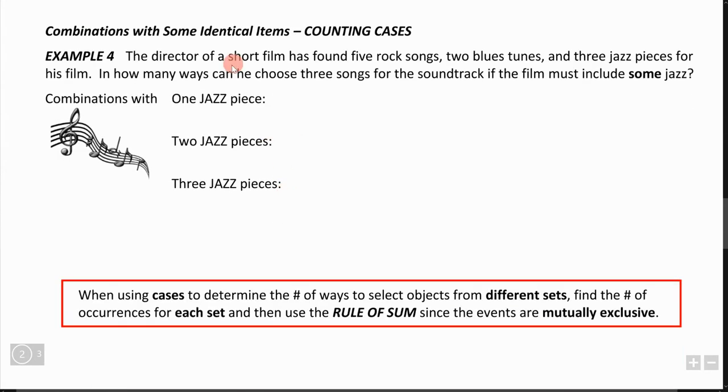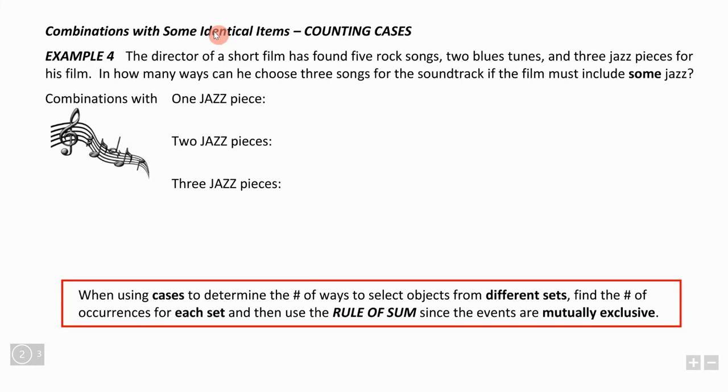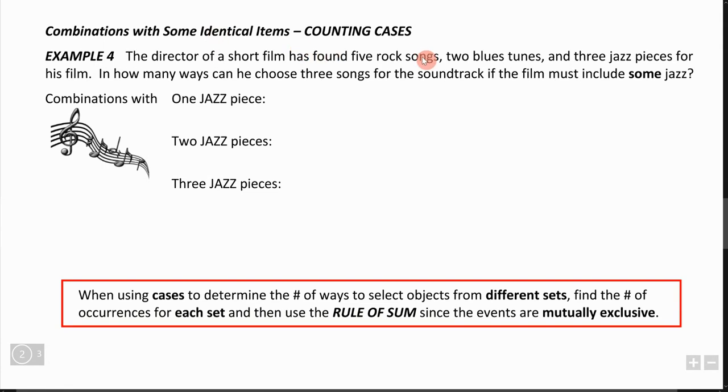Example number 4, combinations with some identical items. So here we have a question. So let's read this question. The director of a short film has found 5 rock songs, 2 blues tunes, and 3 jazz pieces for his film. In how many ways can he choose 3 songs for the soundtrack if the film must include some jazz?